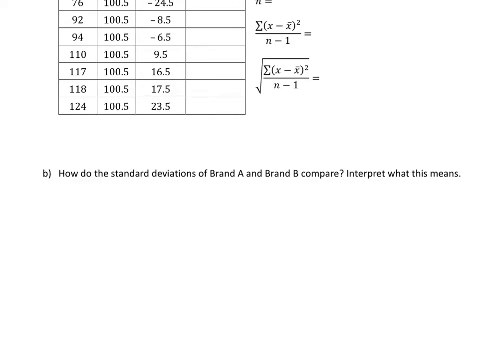For letter B, I just want to make a generic statement here. Remember that when we have a larger standard deviation, the data is more spread out. When we have a smaller standard deviation, that means the data is closer to the mean. So again, the larger the standard deviation, the further the data is from the mean.